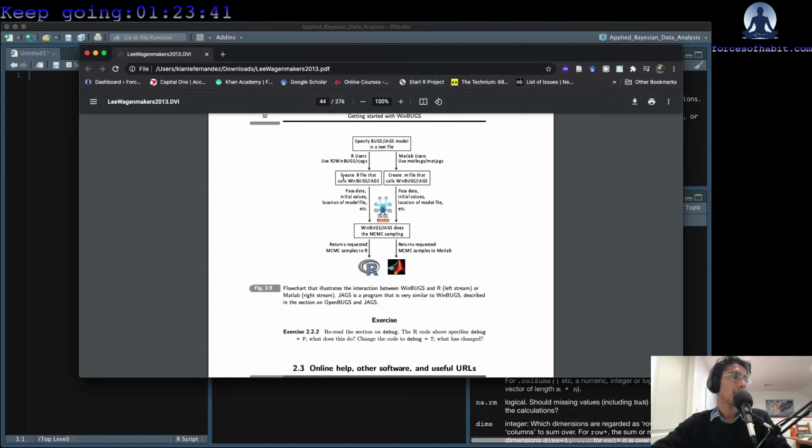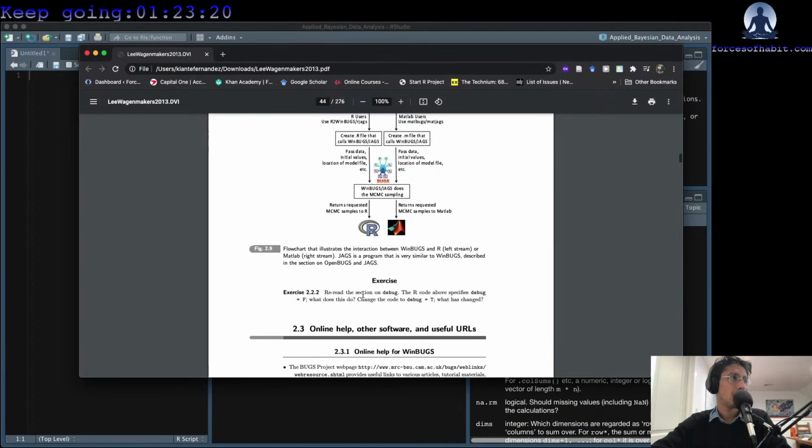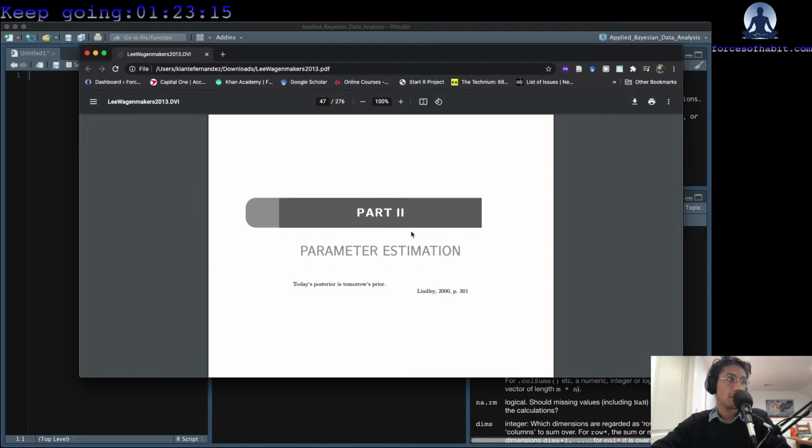using R code to interact with BUGS, which is downloaded on your computer at this point, and then R will execute the, or I think JAGS executes the sampling procedure and then spits out the results back to R. Cool. So part two, parameter estimation.